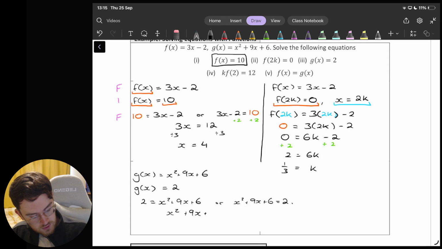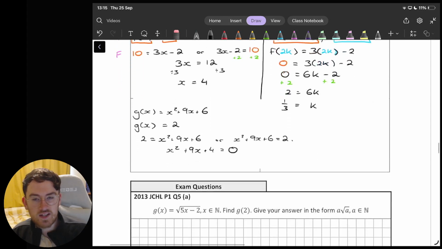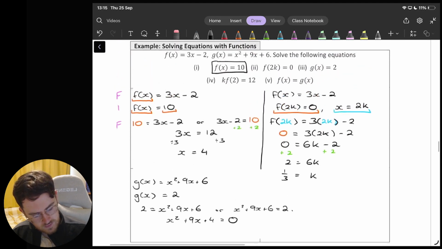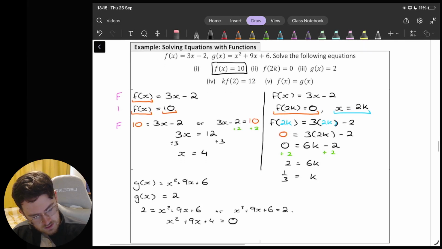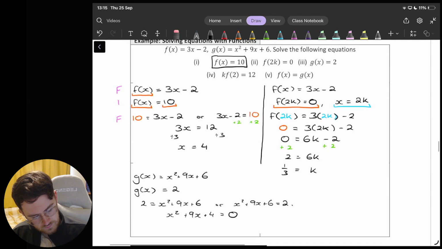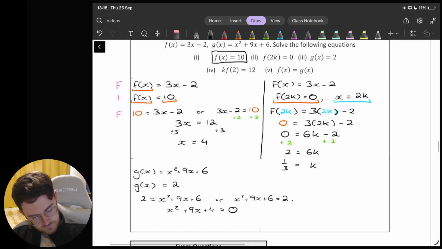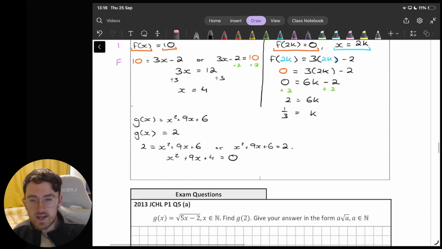9x plus 4. And here I'm left now with a quadratic equation, two numbers that multiply to give me 4, but add to give me 9. If you've made a mistake there, let me double check. 9x plus 6. No, I have not. Okay, so x squared plus 9x plus 4. So two numbers that multiply to give me 4 but add to give me 9. So they're not going to be whole numbers.